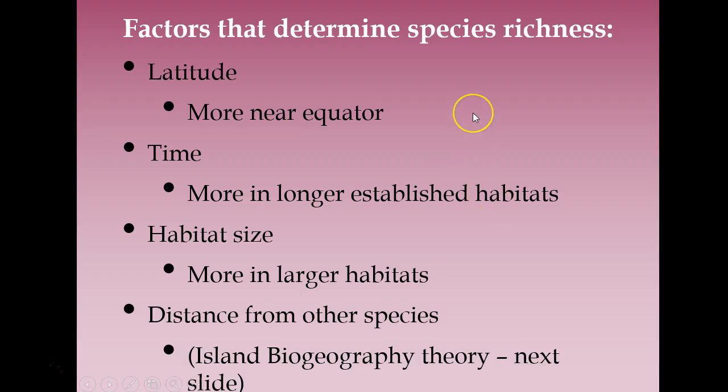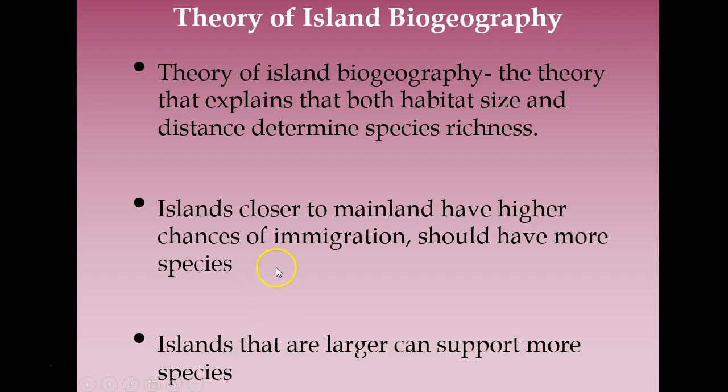And again, more species means more interactions, more lines on that food web and in that community. Habitat size: a larger habitat is going to have the ability to support more species. And then distance from other species. This is something we look at with the island biogeography theory on the next slide. When we look at islands, something that was realized as part of this theory is that islands, which are remote areas, tend to have high amounts of biodiversity.